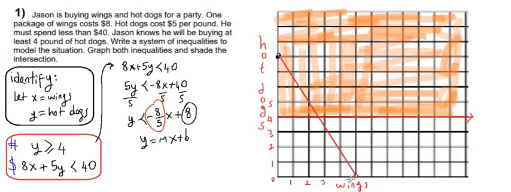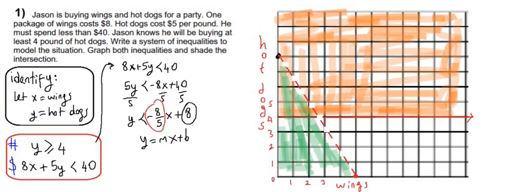Now, am I going to use solid line or dotted line? We're gonna use dotted line because this is strictly less than. So let's convert it into dotted line. Dotted line means any value on the line is not inclusive. Now we're going to shade below this line because it says less than.